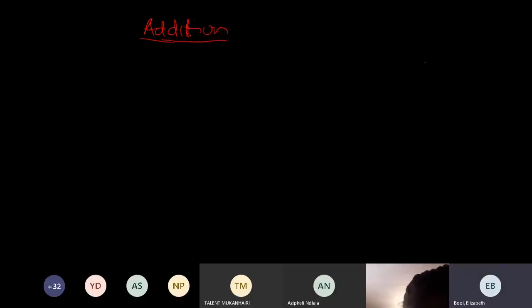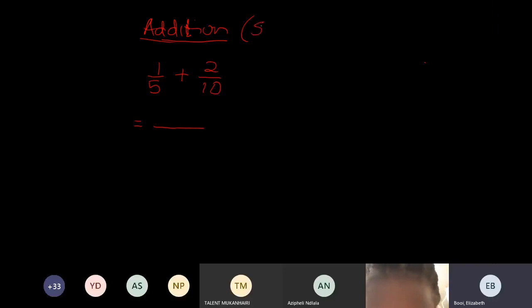For addition of fractions, we need to find the common denominator if the denominator, which is the number at the bottom, is not the same. So for example, if I have 1 over 5 plus 2 over 10, both of them have different denominators. If I need to solve this, I need to find the common denominator. And this applies when you have addition and subtraction. So for any addition and subtraction of fractions, you need to find the common denominator.